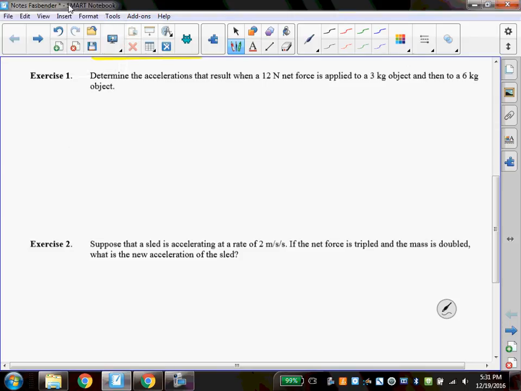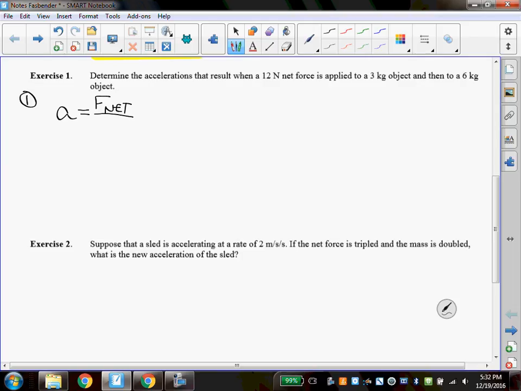Let's do some exercises with our new Newton's second law knowledge. Exercise 1. Determine the accelerations that result when a 12 Newton net force is applied to a 3 kilogram object and then to a 6 kilogram object. So we really have two mini problems in here. Let's use Newton's second law to solve each of them.